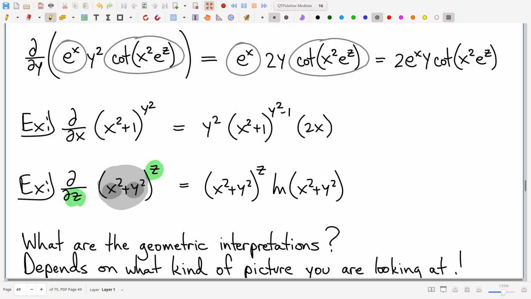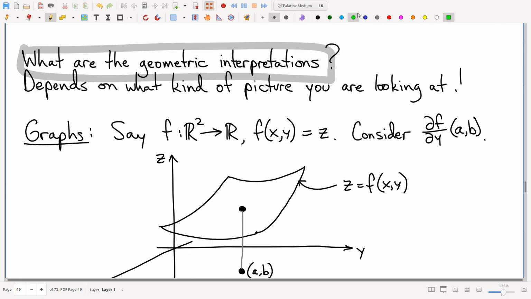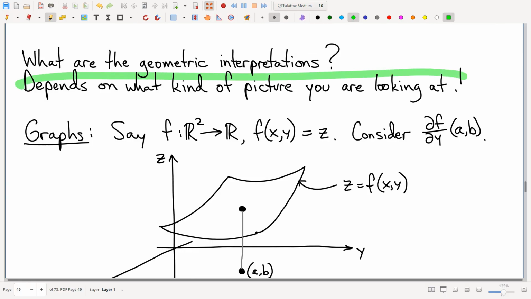Good. Okay, so what are the geometric interpretations? And I'm going to remind y'all of something we talked about last time. It depends very much on what kind of picture you're looking at. One of the things I dwelled on last time was, you gotta be careful. Wait a minute, am I looking at a graph or am I looking at a level set? Because the calculus of graphs is totally different from the calculus of level sets.